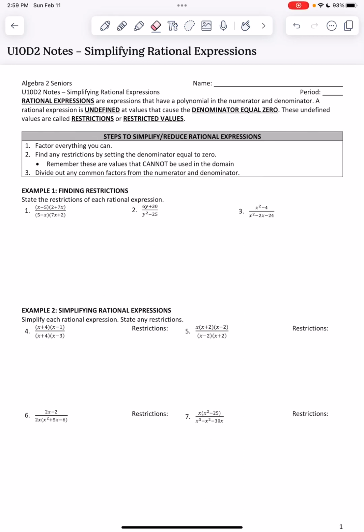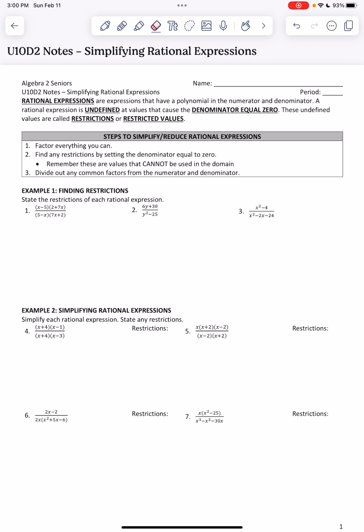All right, moving through Unit 10. In Day 2, we're talking about rational expressions. So today we're going to focus on simplifying rational expressions and finding what are called restrictions of rational expressions, okay? So first of all, a rational expression is an expression that has a polynomial in the numerator and or denominator, okay? So basically it's a fraction, all right? Fraction that has variables in it.